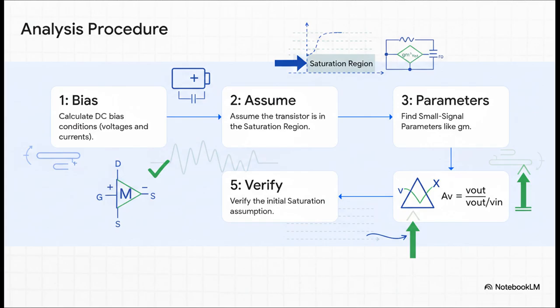Analyzing any amplifier really follows this critical path. First, you have to figure out its DC operating point, its steady state. Then, you make a huge assumption about how it's behaving, which lets you find all the small signal stuff and calculate the gain. But then, and this is the part you absolutely cannot skip, you have to go back and prove that your initial assumption was actually correct.